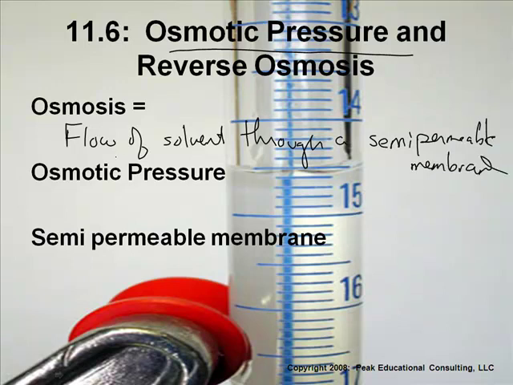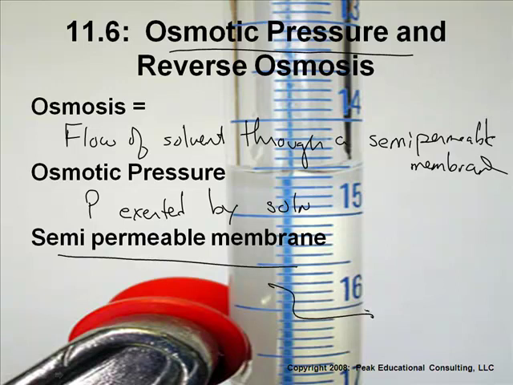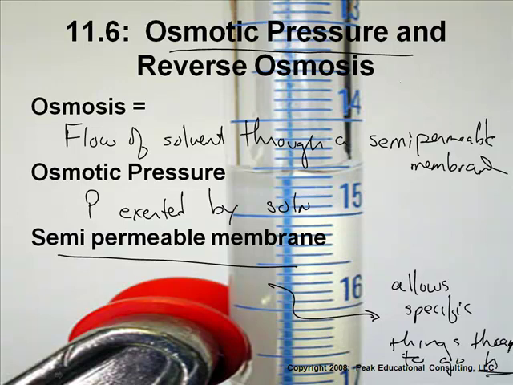Okay, osmotic pressure is a little different. It's the pressure exerted by the solution, P stands for pressure there, exerted by the solution and a semi-permeable membrane. What was that again? It's a membrane that only allows specific things to pass through it. In our case, it's going to allow the solvent to go through, but not the solutes. It's best to look at a picture.